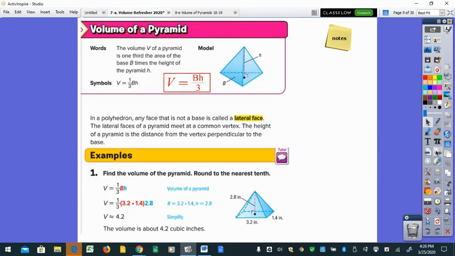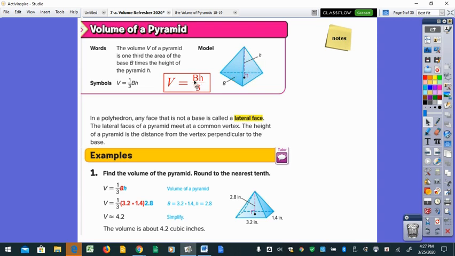The other shape that we worked with in 7th grade was a pyramid. And a pyramid, again, has a single base. So we're going to see that base area again. We're still going to multiply it by the height. But notice that some of the volume is missing because it comes into a point. So we divide it by 3. The volume of a pyramid is only a third of the volume of a prism that had the same dimensions.